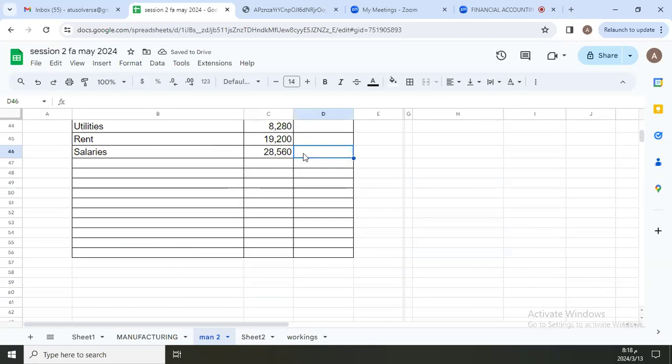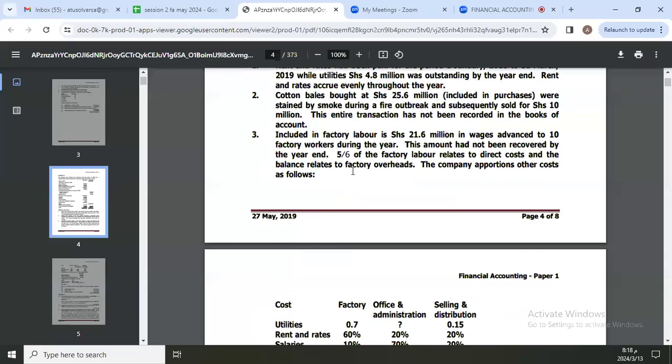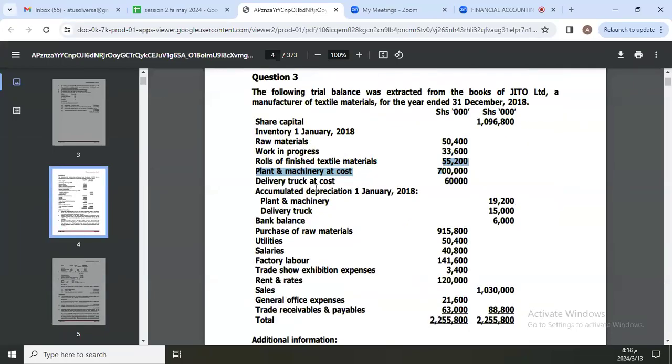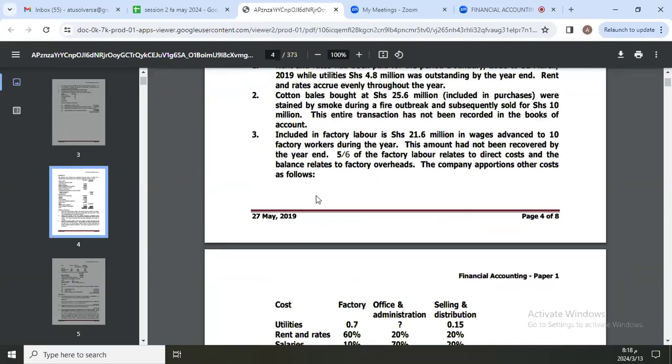So that is my administration expenses. But still under admin, we have other items we need to check in our question and see. Let's see. We have delivery truck at cost. So we need to compute the depreciation of delivery truck, which will go under admin expenses.